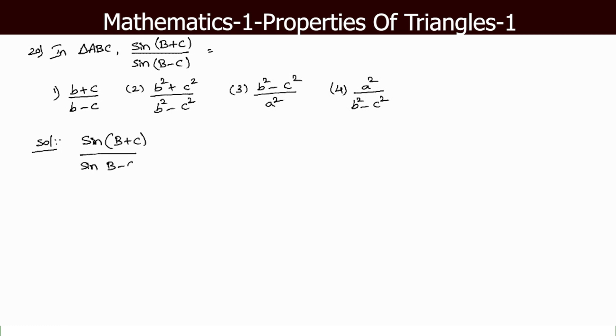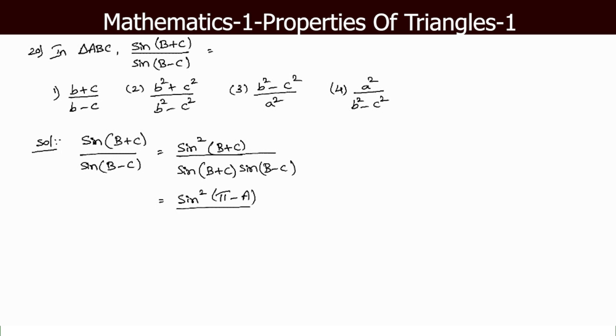Now, you can write sin(B plus C) by sin(B minus C), multiplying numerator and denominator with sin(B plus C), that is equal to sin square(B plus C) by sin(B plus C) into sin(B minus C). So, that is sin square(pi minus A), because B plus C is equal to 180 minus A, by sin square B minus sin square C, and sin(pi minus A) is sin A.